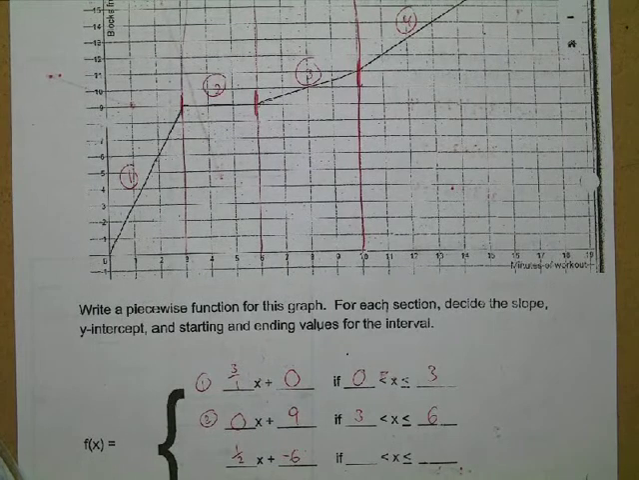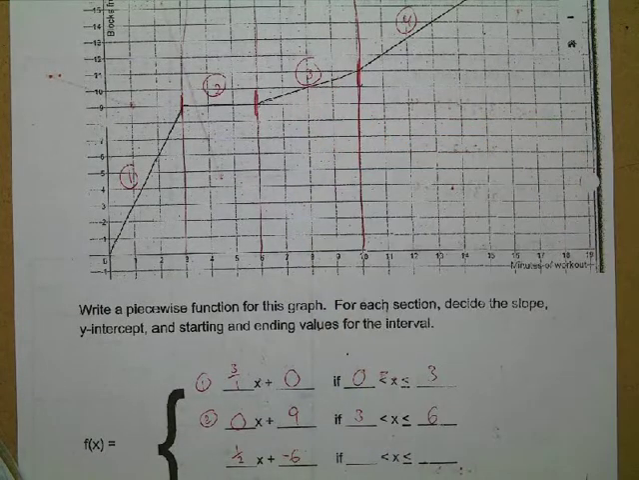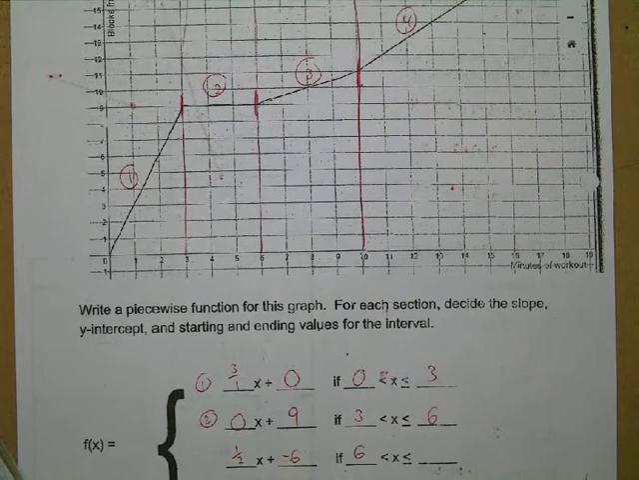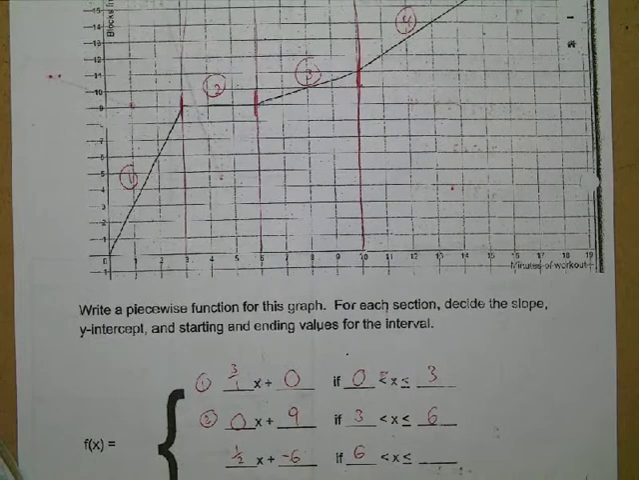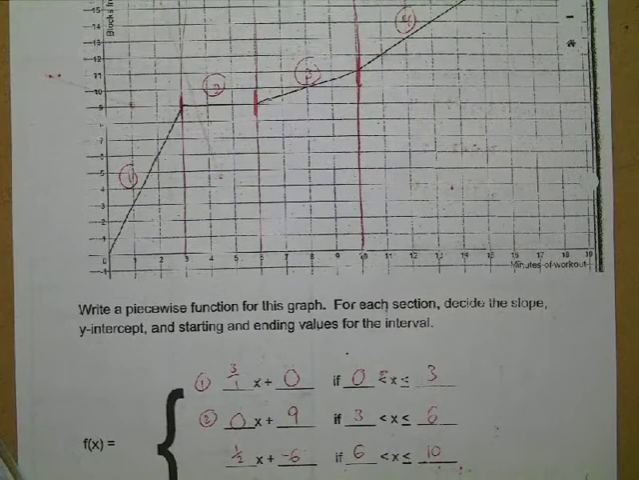Okay. So Jackson, where does that third section here, where's our third piece, where does that start? At what x value? At 6. That's right. And then Jackson, where does it stop? At 10. Yeah, it's 10. Yep, it's a 10. Okay, last piece.